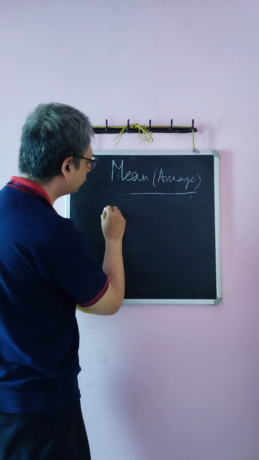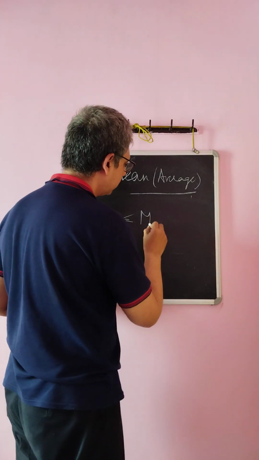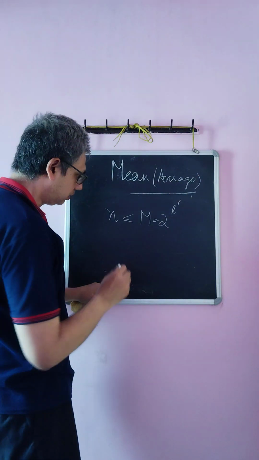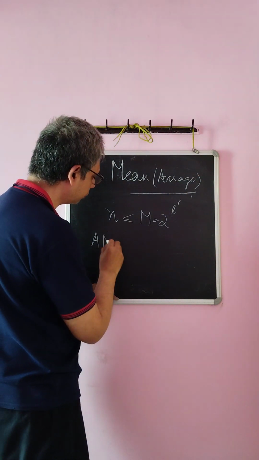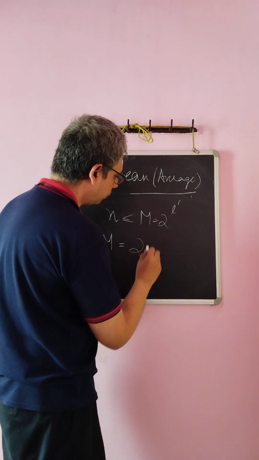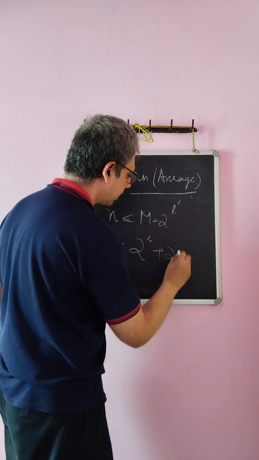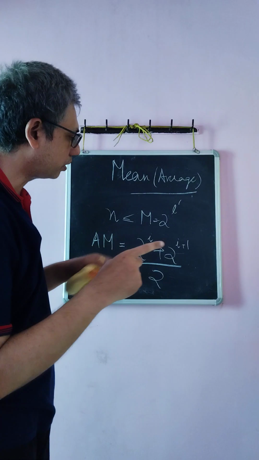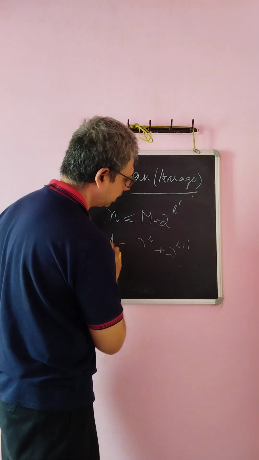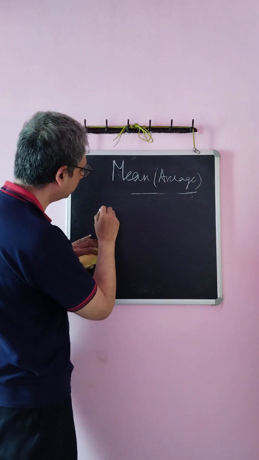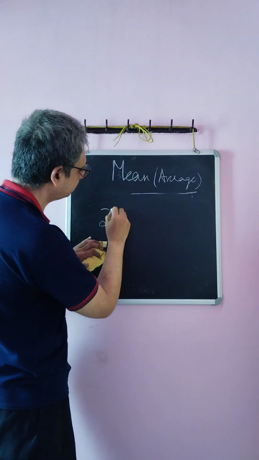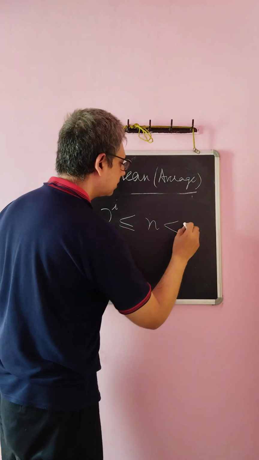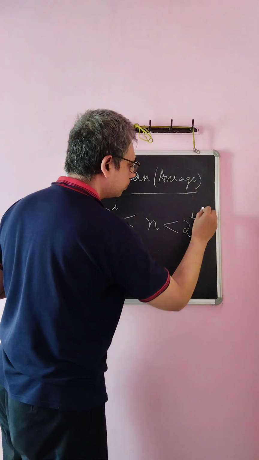Now your objective is to code a number n less than or equal to m equal to 2 power L dash, where L dash is very, very large. The conventional coding of a number uses the arithmetic mean, that is, we code 2 power I plus 2 power I plus 1 by 2 as the next number to compare with n. If n is any number, then there is a unique integer I such that 2 power I is less than or equal to n, which is less than 2 power I plus 1. This will always be true.